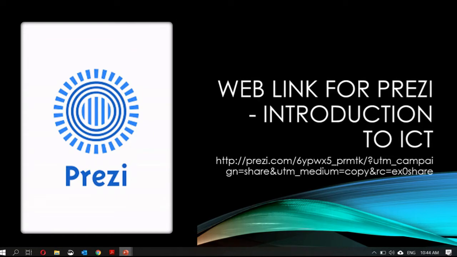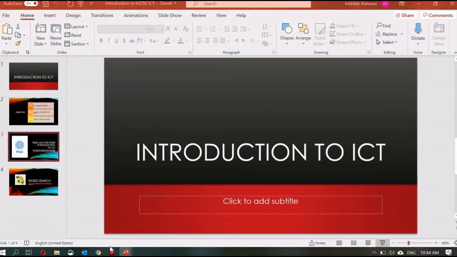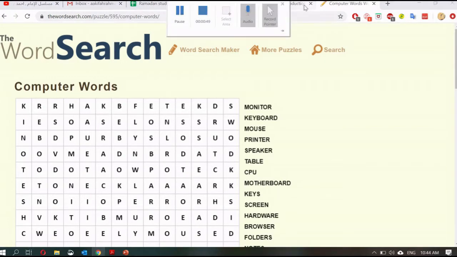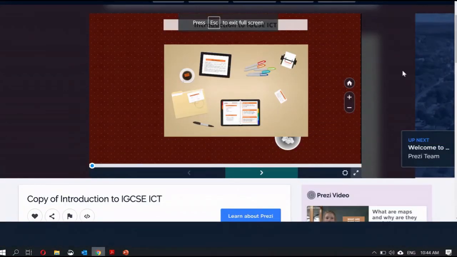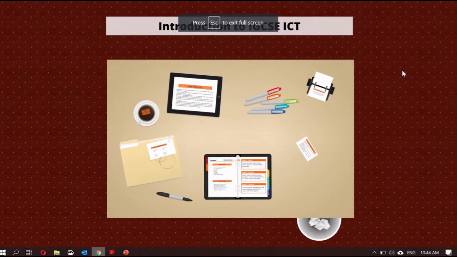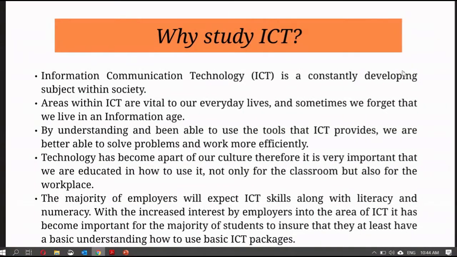So let me show you a Prezi presentation that will introduce you to the course IGCSE ICT. Hope you can see my screen now. So the first question is, why study ICT? Why is it a compulsory subject in our school? ICT is actually a constantly developing subject, so you will also find that the syllabus and the specification change every few years. And areas within ICT have become vital to our life, and we are living in an information age where everything we do is related to ICT and computers and information technology in general.